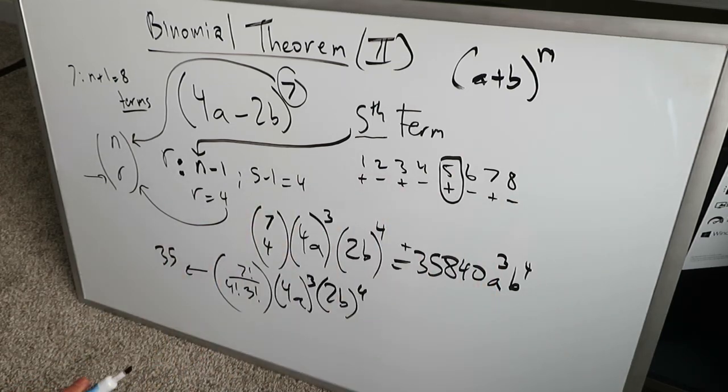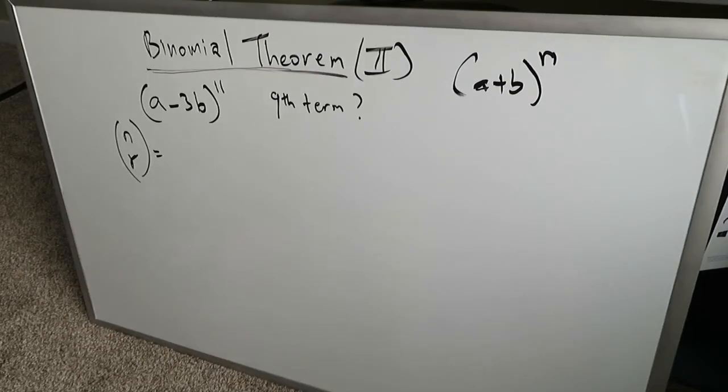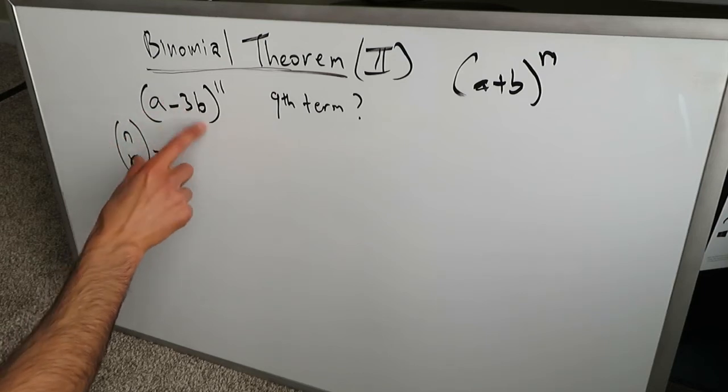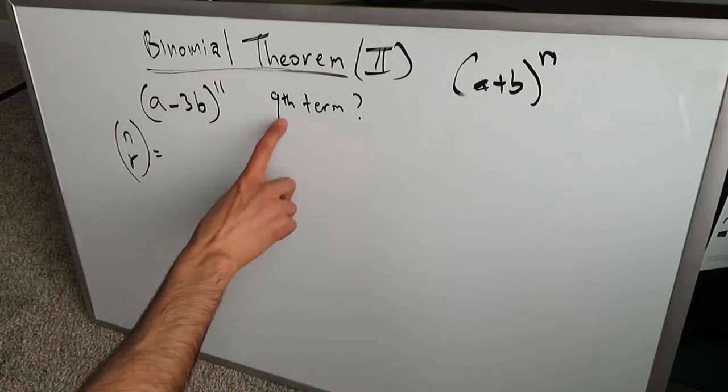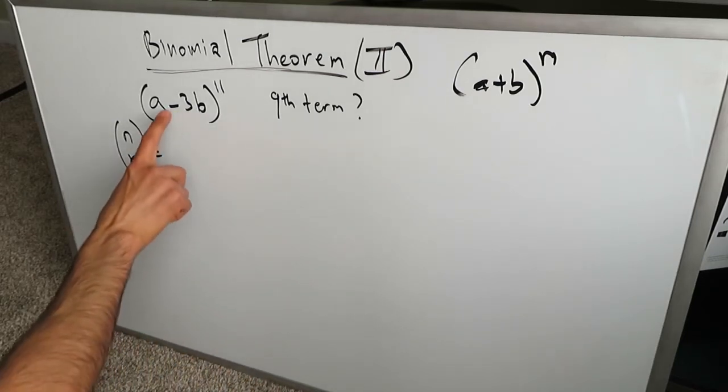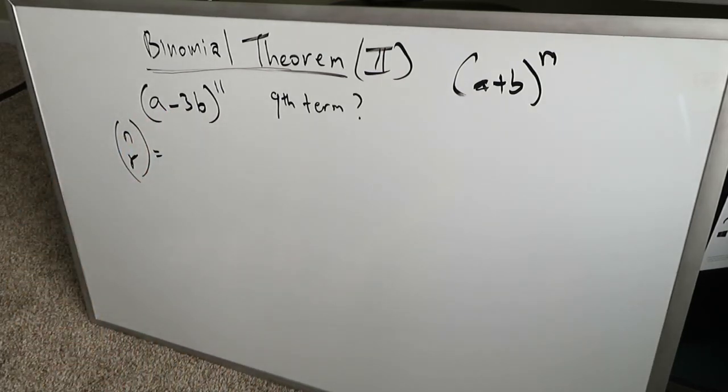Let's look at one more question before we wrap this up. Let's look at this question, an asymmetrical binomial, a minus 3b all to the power of 11, and we have to find the 9th term. It's not symmetrical by any means, asymmetrical, and there's a minus sign which compounds it a little bit.